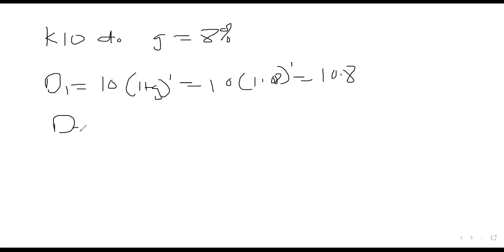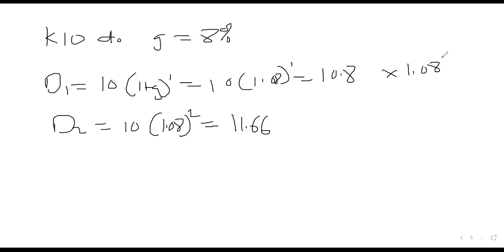The growth in year 2 will simply be 1.08 to the power 2. So 1.08 squared times 10 will give you 11.66. Alternatively, you can just multiply this one times 1.08 to get the next dividend. So 10.8 times 1.08, which is our growth rate, will still give you the same answer.